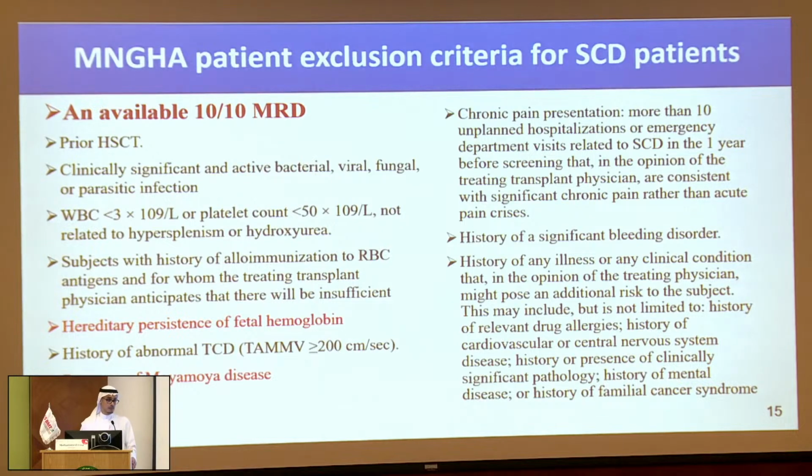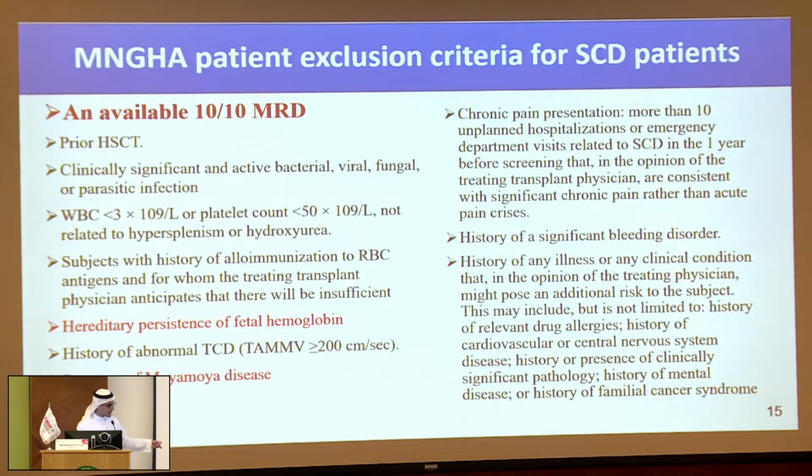Now, there are other things that are very logical, like unavailability of blood products and severe alloimmunization, so that you cannot have transfusion during the conditioning or post-conditioning regimen time. Or patients, like in the study, who have severe chronic pain in sicklers, with sometimes more than 10 unplanned hospitalizations, where you worry that it's not only about the sickle cell and the vaso-occlusive crisis, but it's more of a chronic pain that may affect the outcome as well.